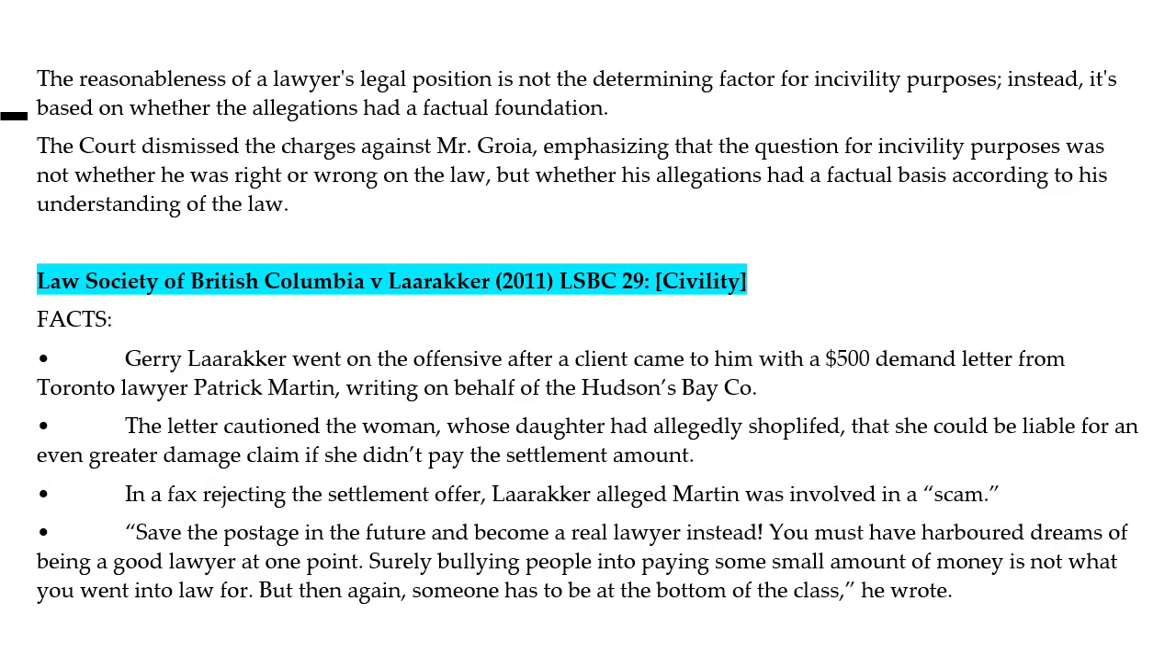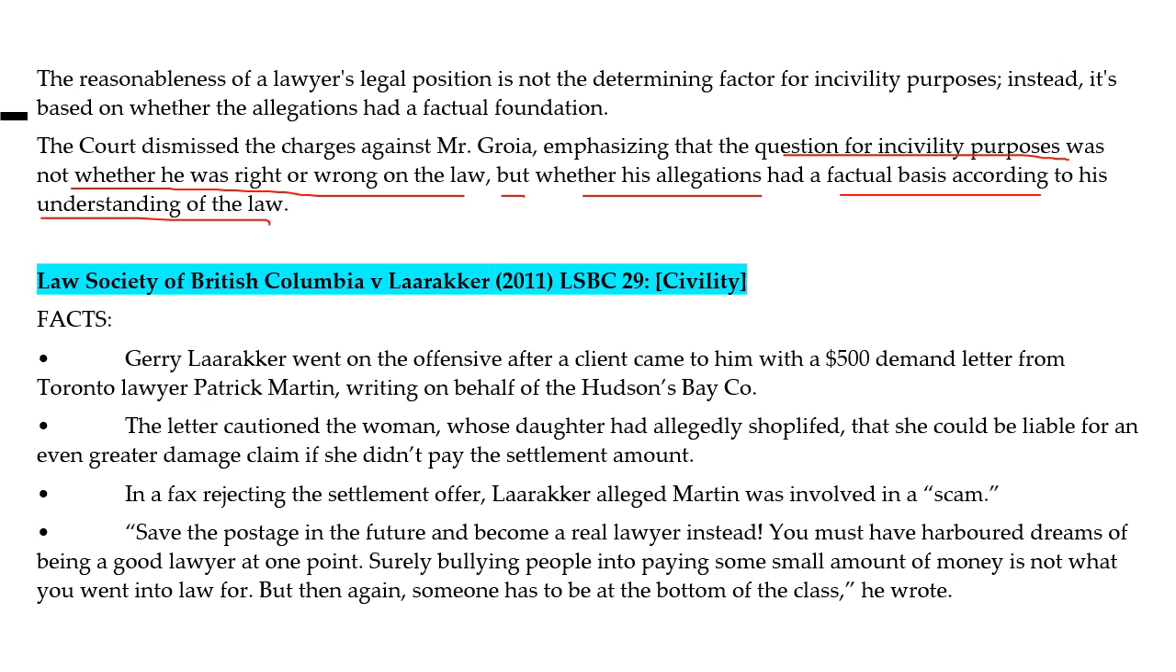For example, if you are abusing your co-lawyer, that is incivility. The court dismissed the charges against Mr. Groia, emphasizing that the question of incivility was not whether he was right or wrong on the law, but whether the allegations had a factual basis or not. This was the question. So here there was no incivility.